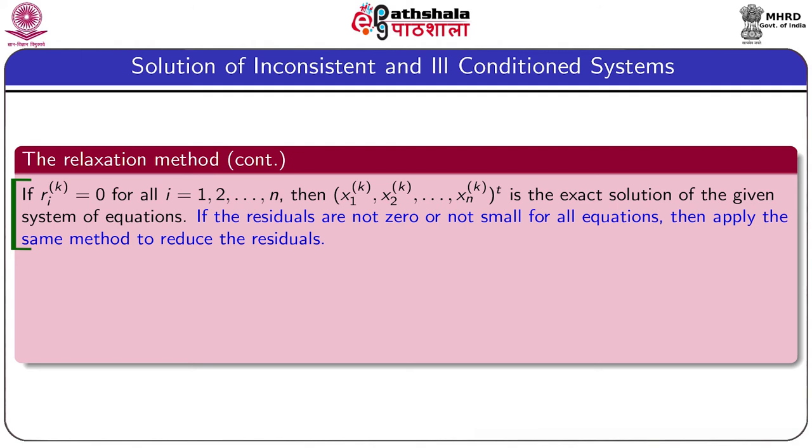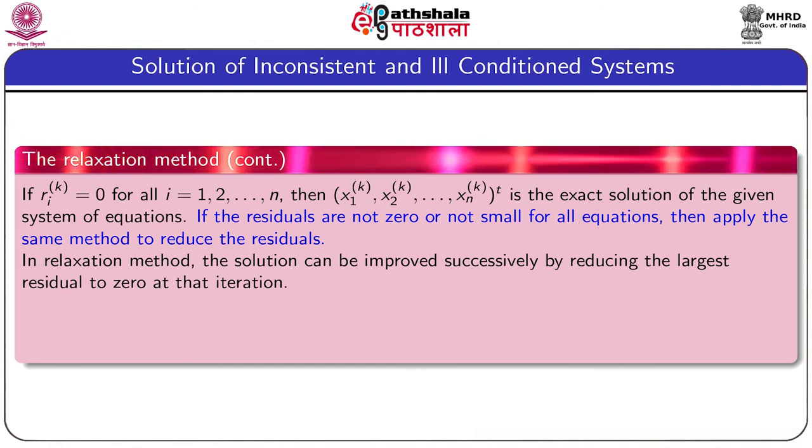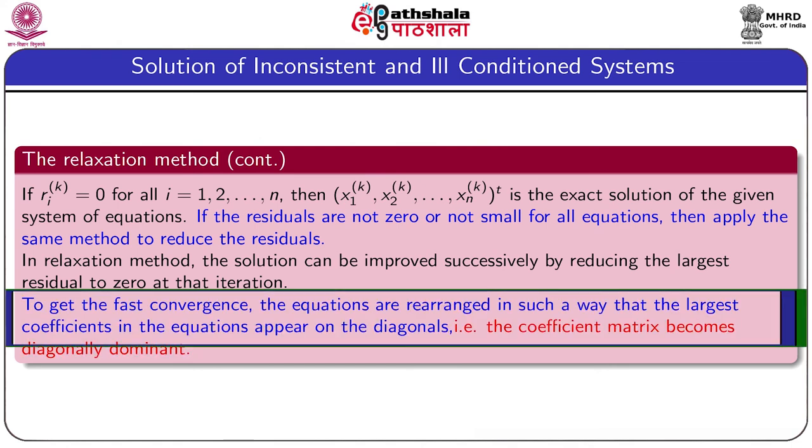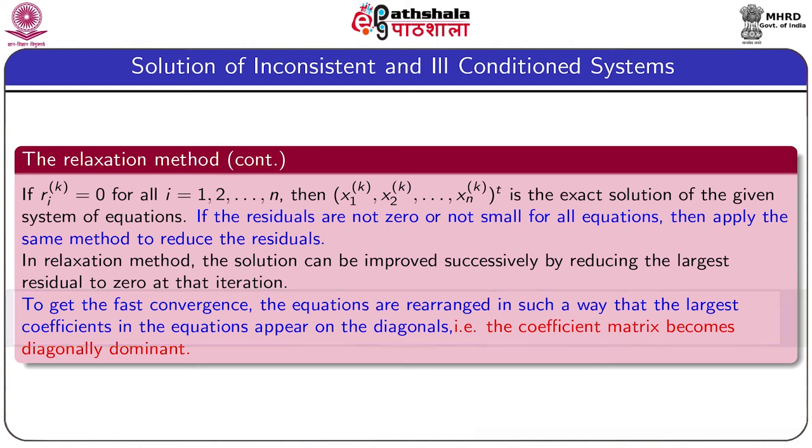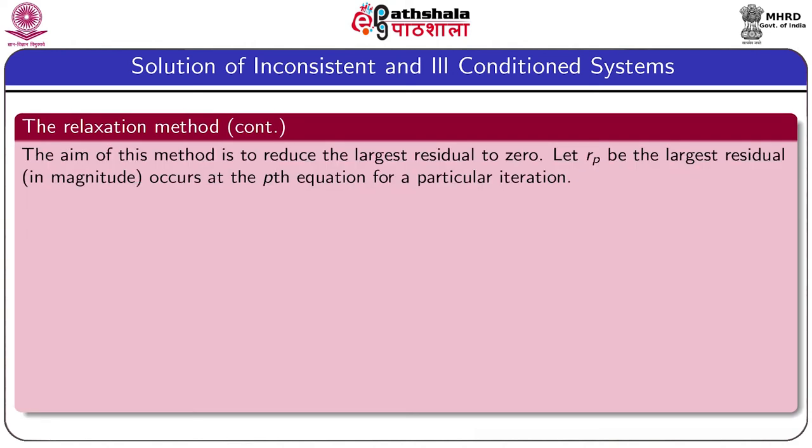If the residuals are not 0 or not very small for all equations, then we apply the same procedure to reduce the residuals. In the relaxation method, the solution can be improved successively by reducing the largest residual to 0 at that iteration. To get faster convergence, the equations are rearranged in such a way that the largest coefficients in the equations appear in the diagonals. That means the reduced system of equations is diagonally dominant. The aim of the relaxation method is to reduce the largest residual to zero.